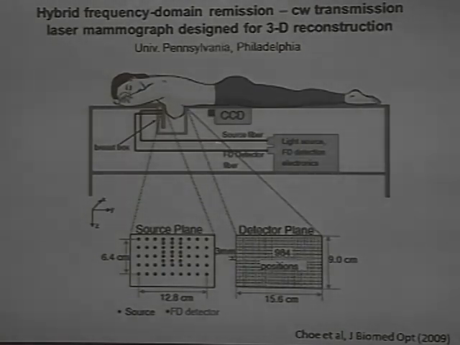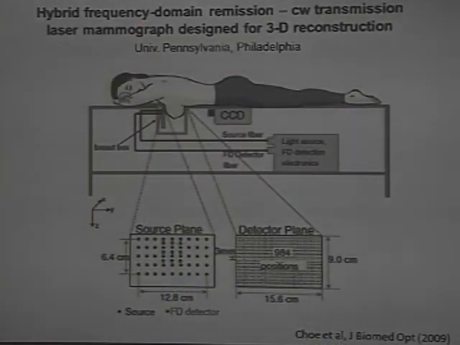And the instrument uses 4 amplitude modulated lasers, that is, they work in frequency domain, and the remitted modulated light is analyzed for phase shifts and demodulation to determine the background optical properties of breast tissue. So up to now, you get the background optical properties, but no spatial distribution, no reconstruction.